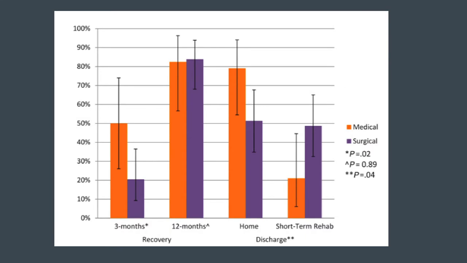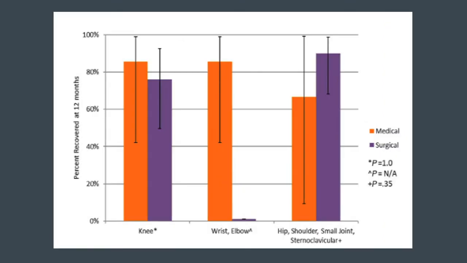And then obviously the ones that didn't get surgery were able to be discharged home compared to the surgical group, and then they required less rehab. And then here they looked at the joints, and most of the joints in the study were knees, as you will see in other studies. And it looks like the medical group did a little bit better in terms of the knees. The wrists and the elbows were all treated medically, and then the hips and the shoulders were treated surgically.